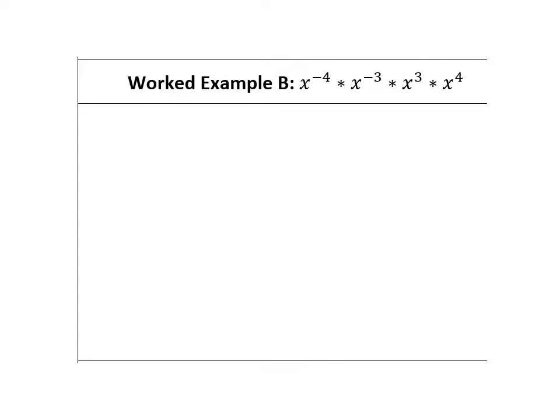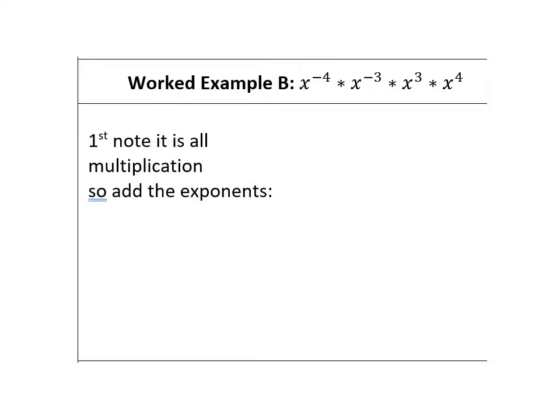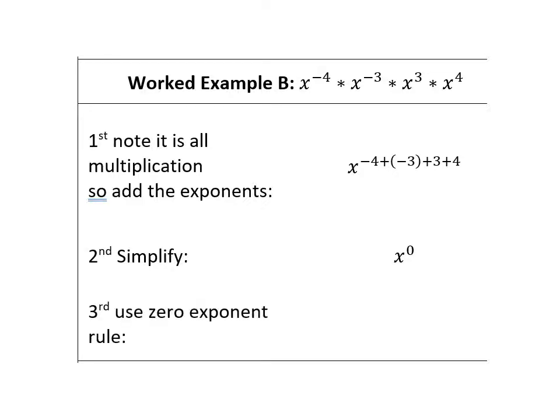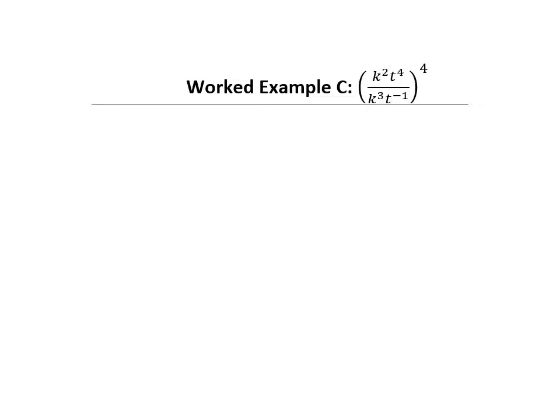Second worked example. Note it's all multiplication, so we add the exponents. So that gets us x to the negative 4 plus negative 3 plus 3 plus 4. Simplify that adding, and that gets us x to the 0. And any non-zero number to the power of 0 is 1. Third worked example.